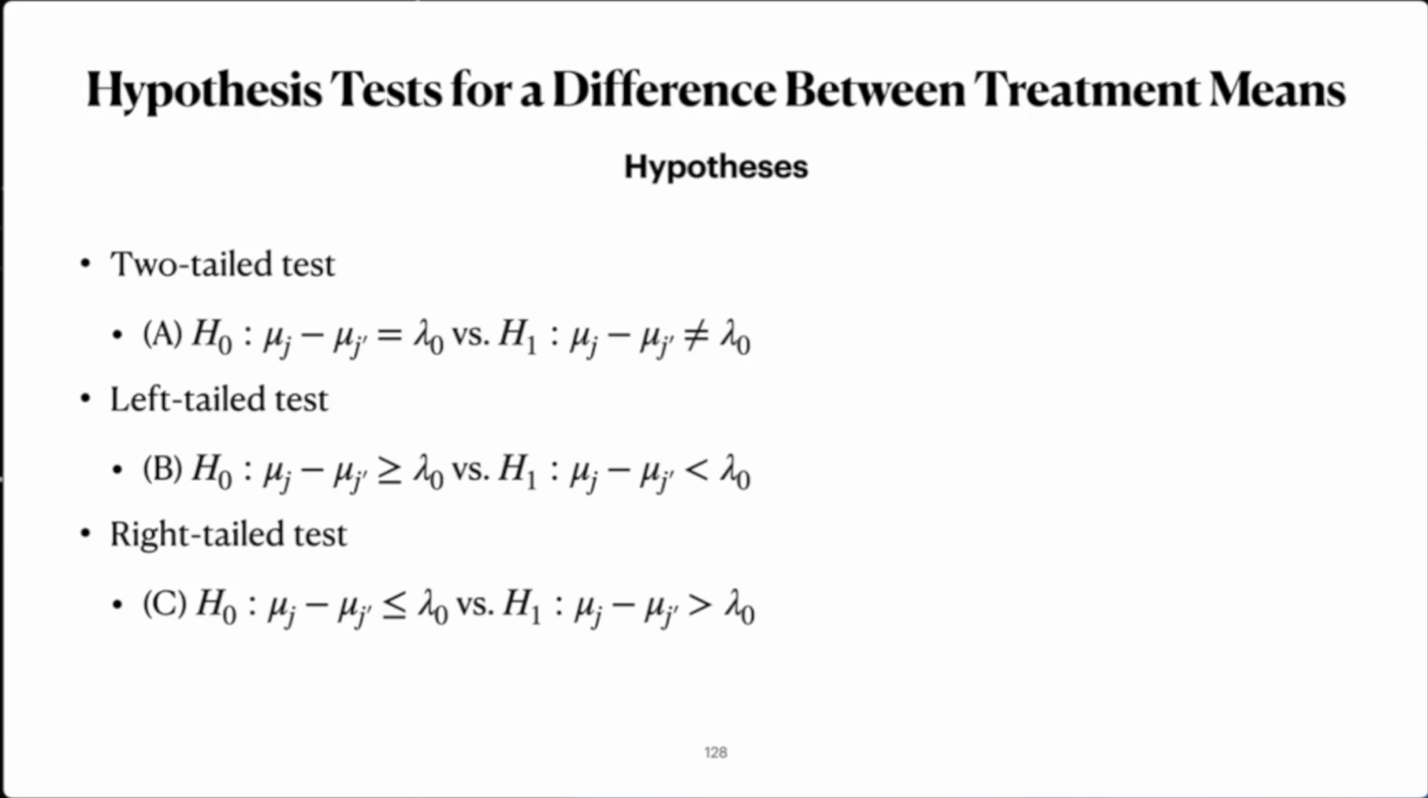So each of these hypotheses are expressed in terms of a difference between the two treatment means. And note that in many situations, lambda sub 0 may be 0, but there will be many situations where lambda sub 0 is not equal to 0. It'll be some other number that's meaningful in the context of a given situation.